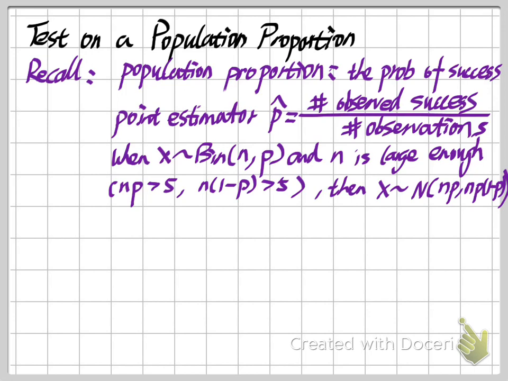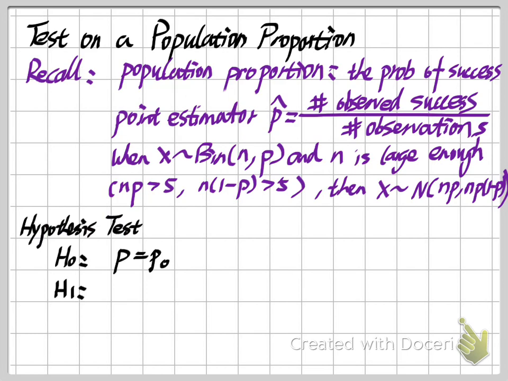For our hypothesis test, we already talked a lot about this. For the hypothesis test, we always have a null hypothesis, denoted by H0. This null hypothesis is still an equation: p equals p0. Here p0 is our assumption of the true value of our population proportion.